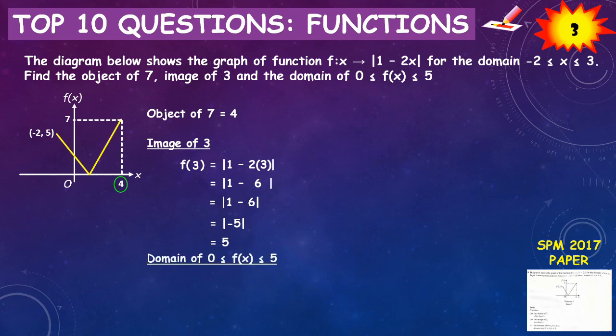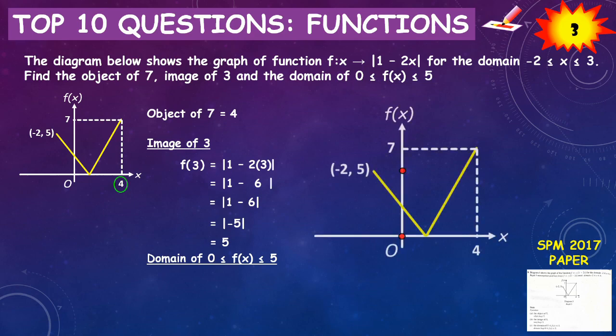To get the domain of f(x) from 0 to 5, I draw a horizontal line on the y-axis at f(x) equals to 5, and I see where the lines intersect. The lines intersect on the left at point negative 2, 5, which means my x value is negative 2. From the previous question, we know that the image of 3 is 5. So the right side intersection is actually 3, 5 with my x value being 3.